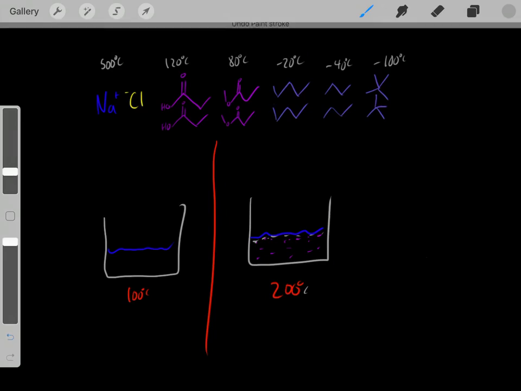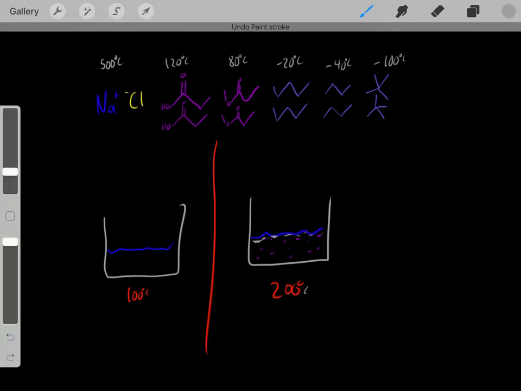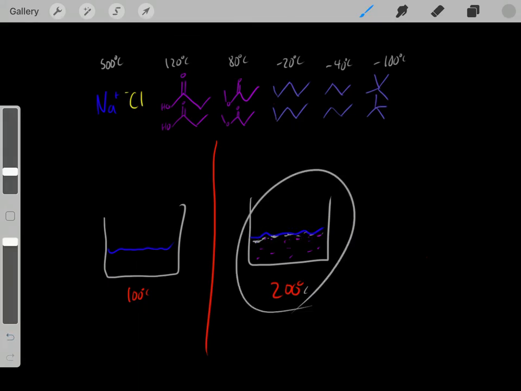You have to add in more heat because we have this obstacle of these impurities. These impurities are blocking this interface between the liquid and the air. So you have to add in more heat to overcome this blockage. That's why it has a higher boiling point. So again, impurities increase the boiling point.